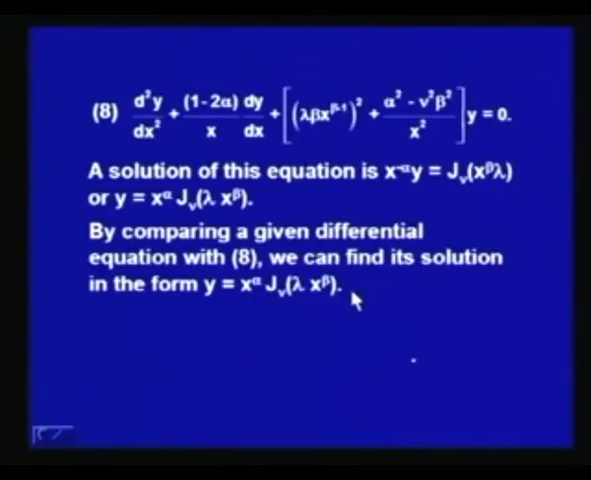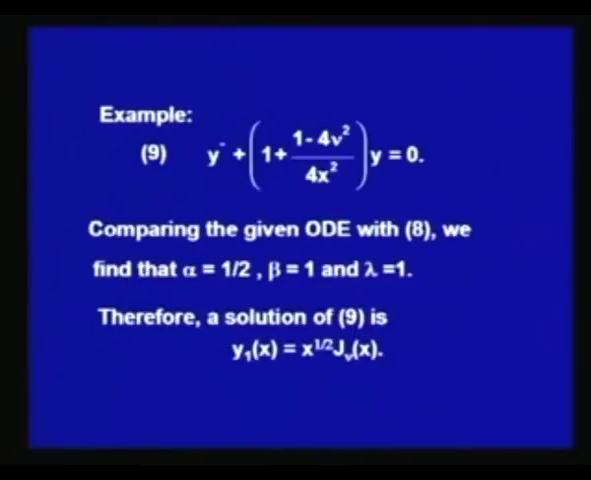So, now let us take an example based on this article. Let us consider the differential equation y double dash plus 1 minus 4 nu square over 4x square into y equal to 0. When we compare this differential equation with the transformed Bessel's equation, that is the equation number 8, we find that alpha is equal to half, beta is equal to 1 and lambda is equal to 1, and therefore, a solution of this equation 9 may be expressed as y1 x equal to x to the power half into J nu x, where nu can take integral or non-integral values here.